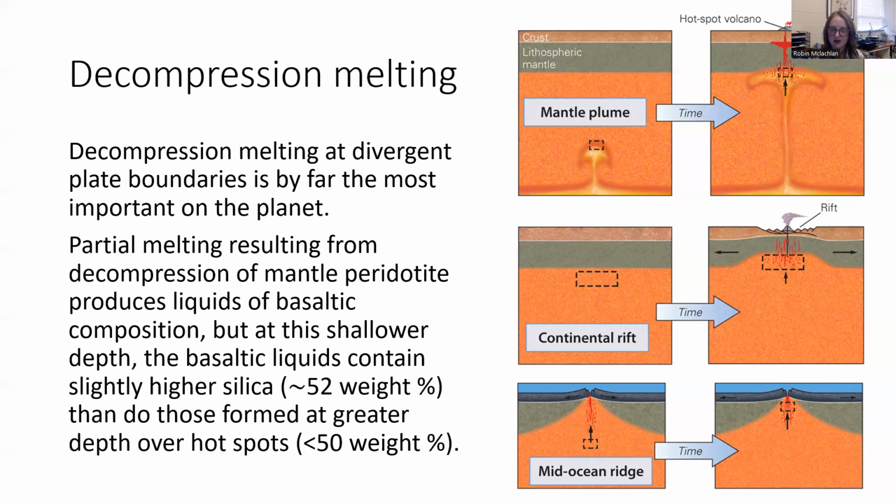But at this shallow depth, the basaltic liquids contain a slightly higher silica content than they would for decompression that happens deeper, such as at hotspots, right? So 52% silica at mid-ocean ridges, whereas there's less than 50% silica at hotspots.